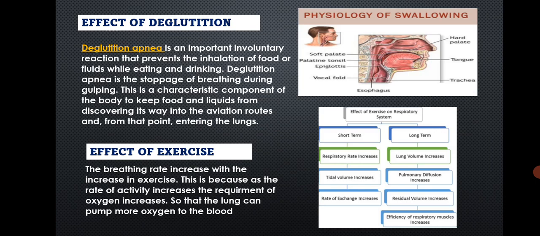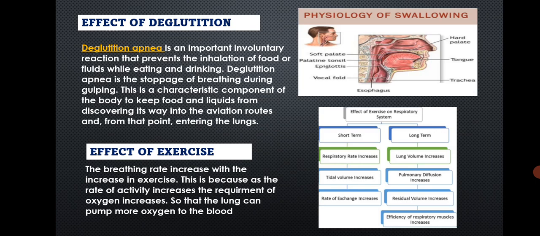The next is effect of exercise. The breathing rate increases with the increase in exercise. It means that there will be an increase in the respiratory rate when there is an increase in exercise. It means that exercise and respiratory rate have a directly proportional relation. This is because as the rate of activity increases, the requirement of oxygen also increases. Over here you can also see a chart of the effect of exercise on the respiratory system.